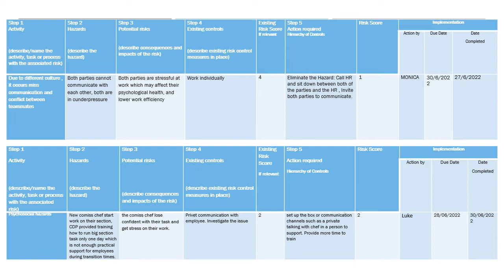So it makes them get things wrong. This action requires setting up a private talk with the senior chef to find out what's going on and investigate. We may provide more training until they are confident with their task.